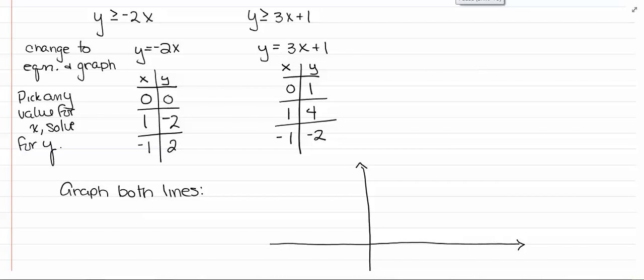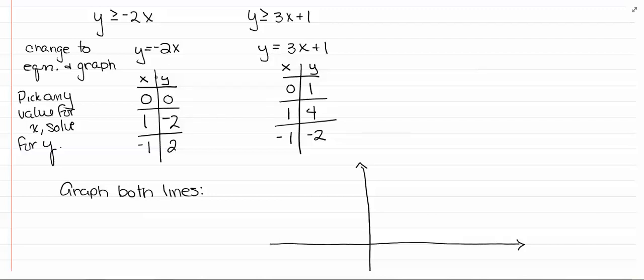Okay, so for this problem, you were given two inequalities. The first thing you'd want to do is change to an equation and then graph it. So I changed the inequality to an equals in both cases. You make a t-chart and then plug in for x, get out for y.